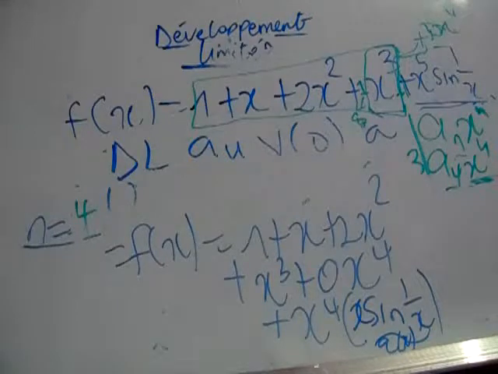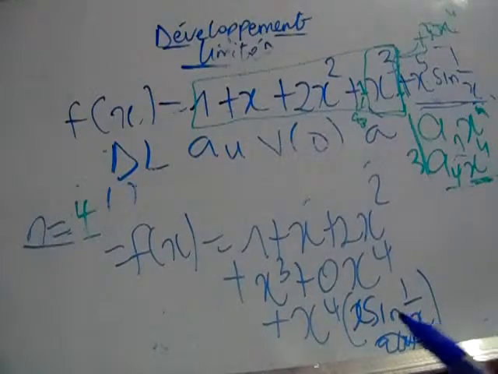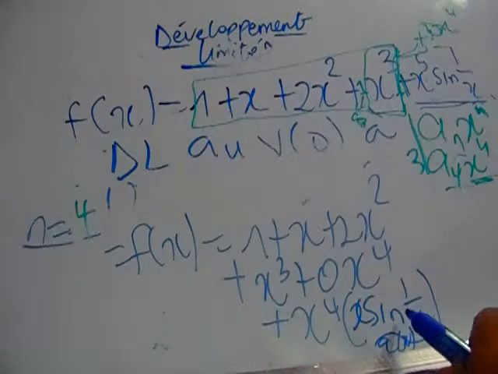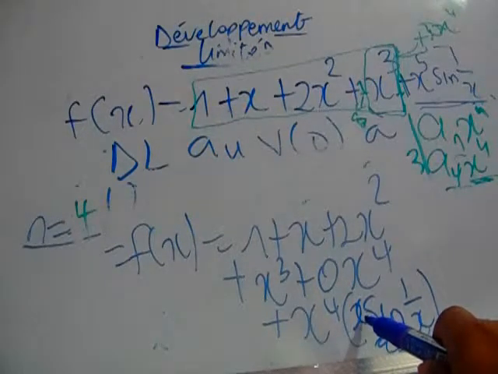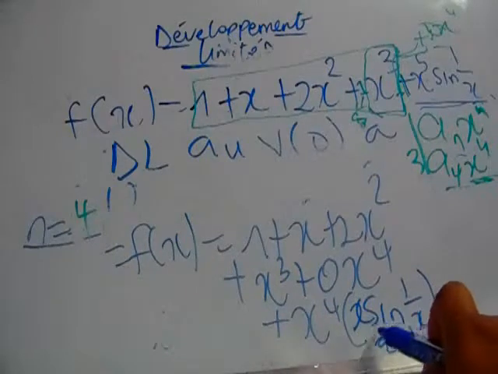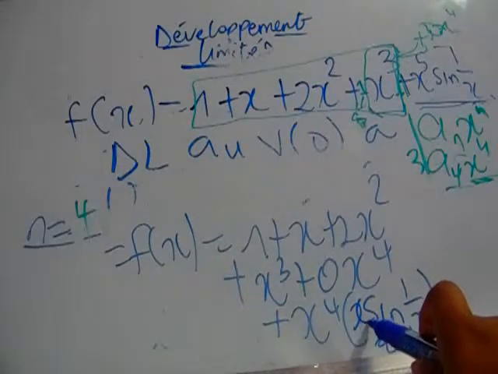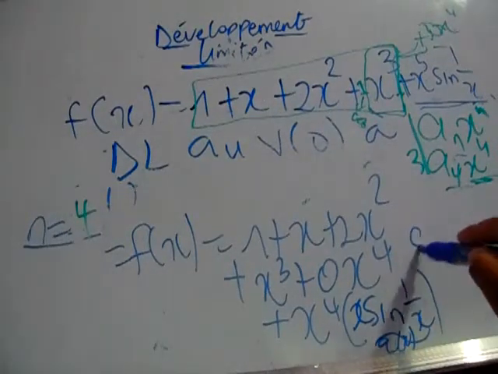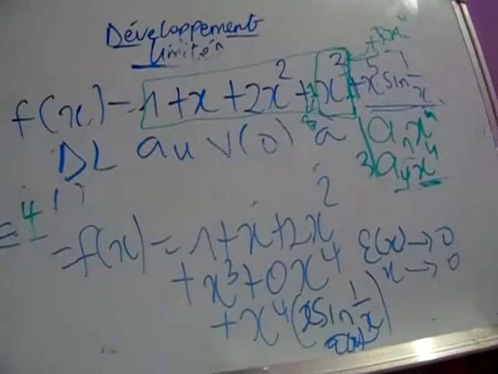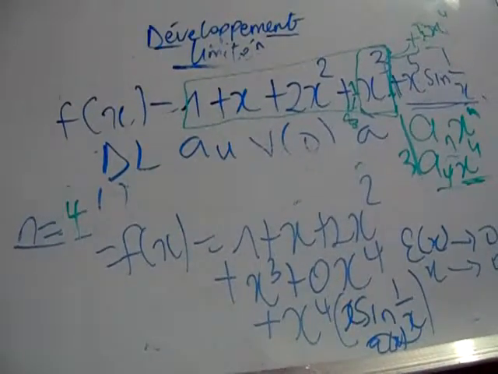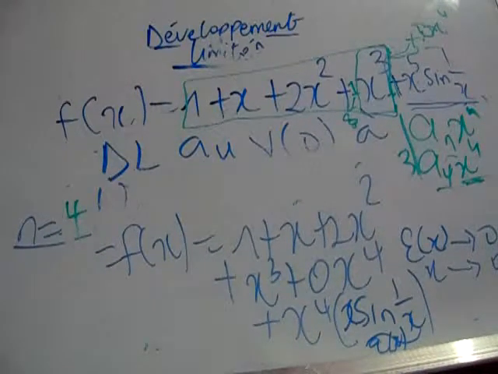The same thing applies: the limit of x sinus 1 over x. Sinus 1 over x is bounded, and we multiply it by a function that tends to 0 when x tends to 0. So the limit will be 0. And so therefore epsilon of x tends to 0 when x tends to 0, so it is also well defined. So at n equal to 3 and n equal to 4, the function admits a DL.